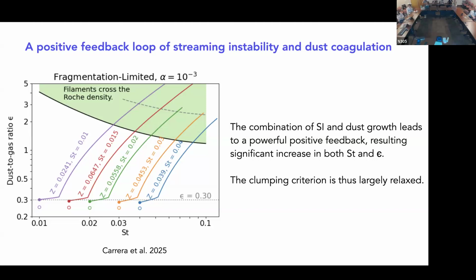Now if you look at the clumping criterion, you can have a much lower dust-to-gas ratio and a much lower Stokes number required. So these particles can grow and clump, and eventually grow into this clumping regime. This is really nice, right? It's very encouraging because we see that even small particles can eventually participate in this clumping. This is very interesting, but it is still semi-analytical work, and we want to do simulations about it, right?